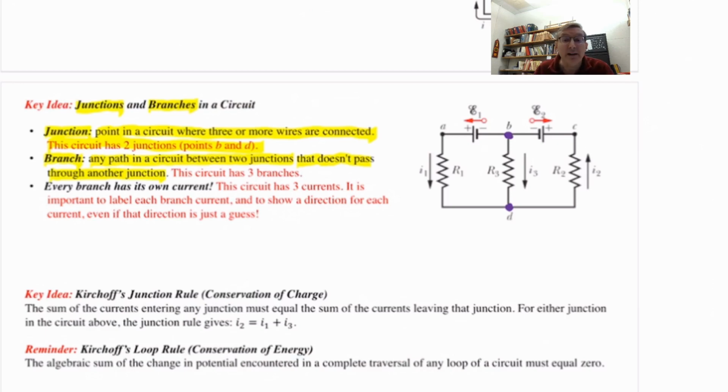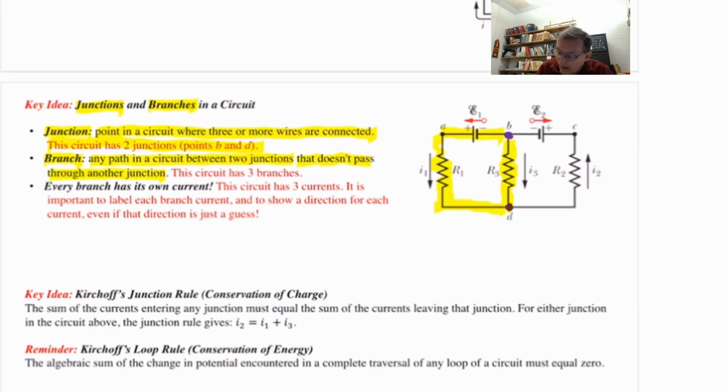All right, how many unique ways can I go from B to D? Well, I could go straight down resistor 3 like that. So that's a branch of the circuit. Or I could go left and then down through R1 and then right. That's another way to go from B to D. So that's a second branch.